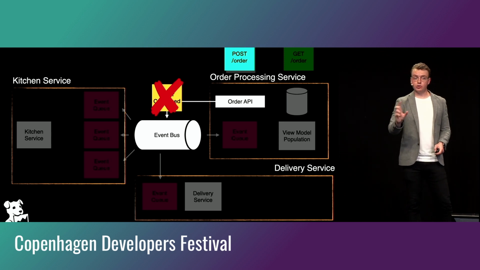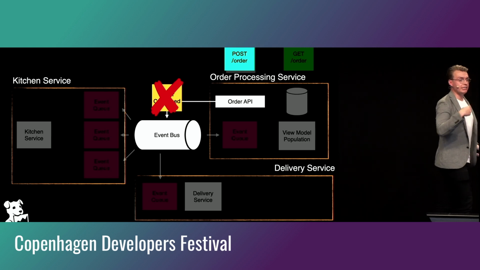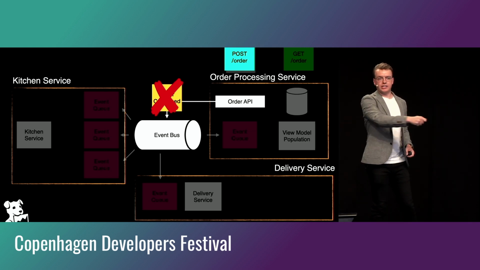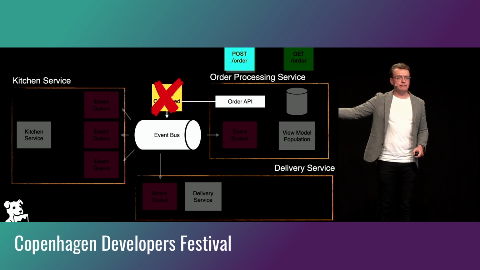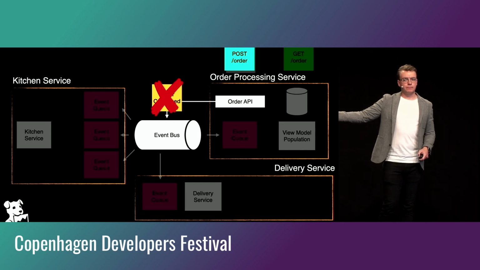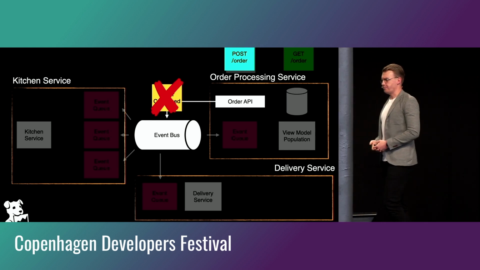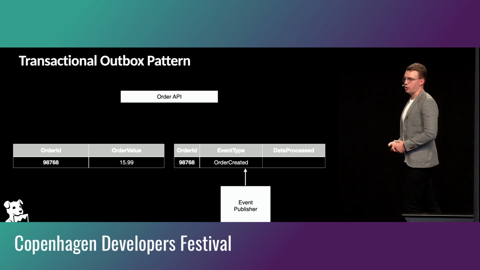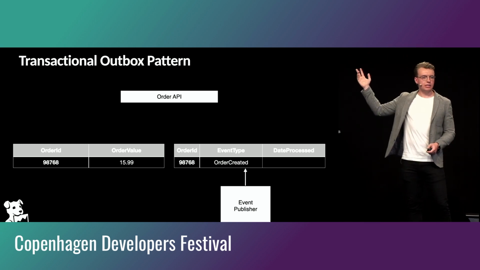The opposite could also happen, even more dangerous. The event could be published, but maybe the state doesn't make it to the database. Now you've got a kitchen making an order that technically doesn't even really exist. So how can you deal with this? How can you handle this? The first pattern to think about is the outbox pattern, the transactional outbox pattern. Is everyone familiar with the outbox pattern?